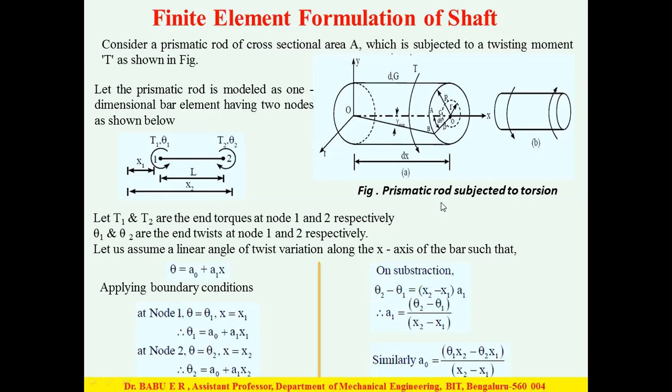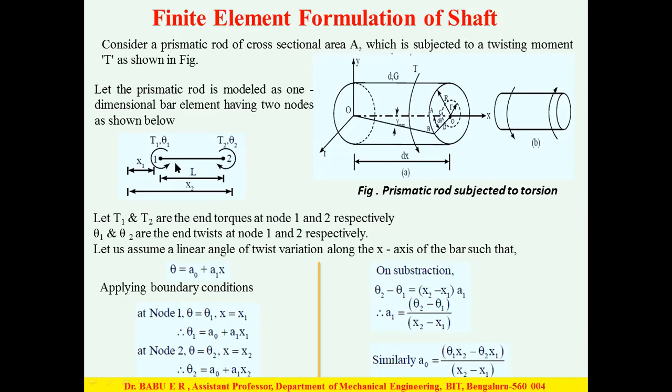Now this prismatic rod is represented as a 1D bar element. Let the prismatic rod be modeled as a one-dimensional bar element having two nodes as shown in the figure. Let node 1 be located at a distance x1 and node 2 at a distance x2. The difference x2 minus x1 is the length of the element.